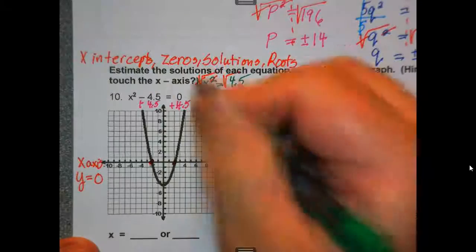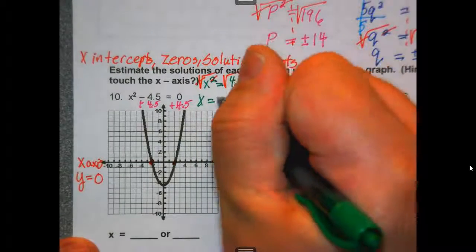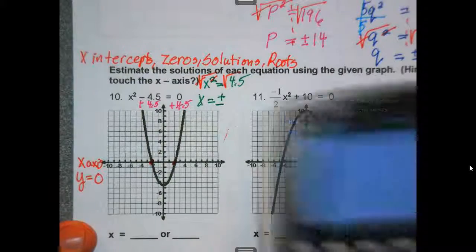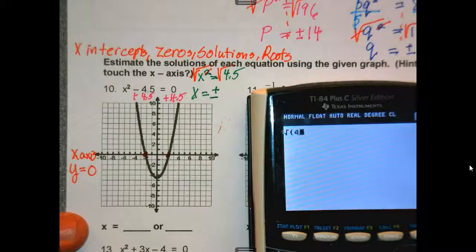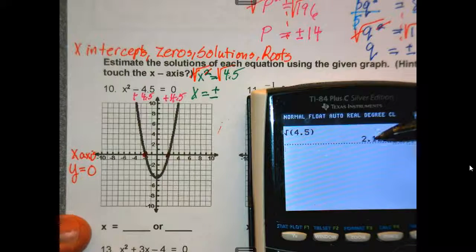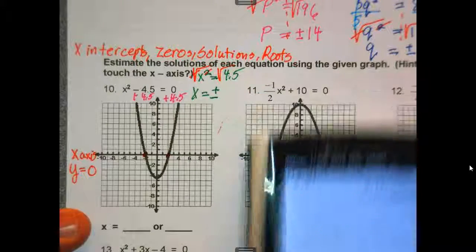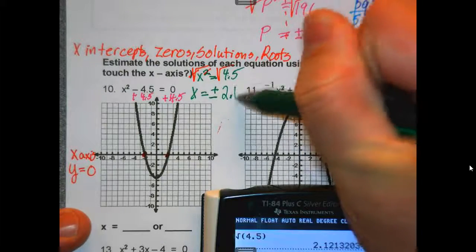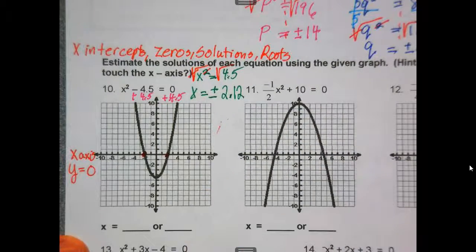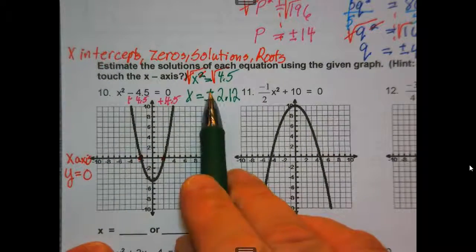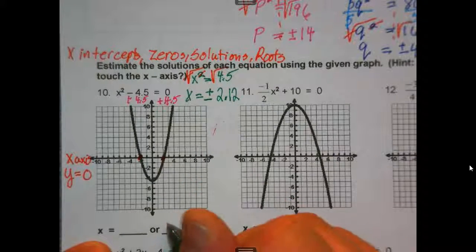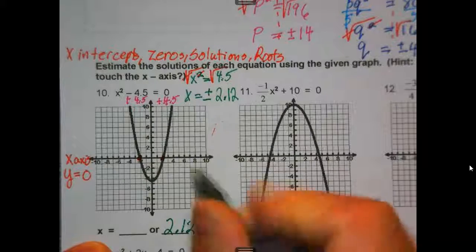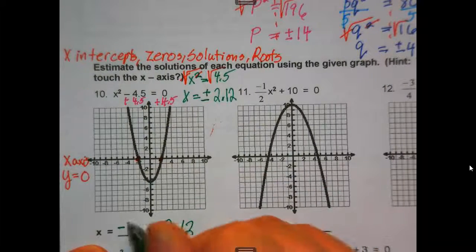So x, and we're going to put this in our calculator. We're going to have a plus or minus. Let's take the square root of 4.5 and enter, and I get approximately 2.12. Okay? So, in other words, x is going to equal positive 2.12 or negative 2.12.